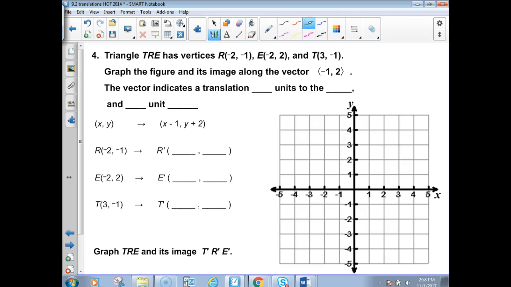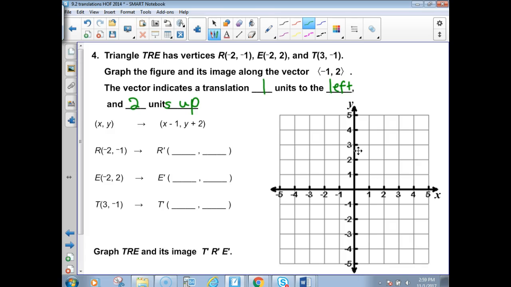The next problem has triangle TRE with vertices -2, -1, okay, etc. We want to do the vector -1, 2, which means, oh, I got to wait for you guys to flip your page. Don't I? All right, that vector would mean translate 1 unit to the left and 2 units up. Okay, so first, another way to look at it is you take all your points, the x's you subtract 1, the y's you add 2.